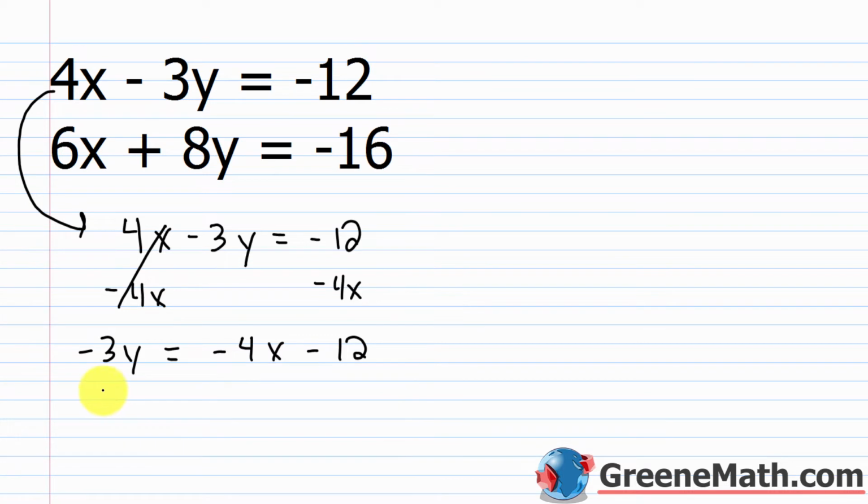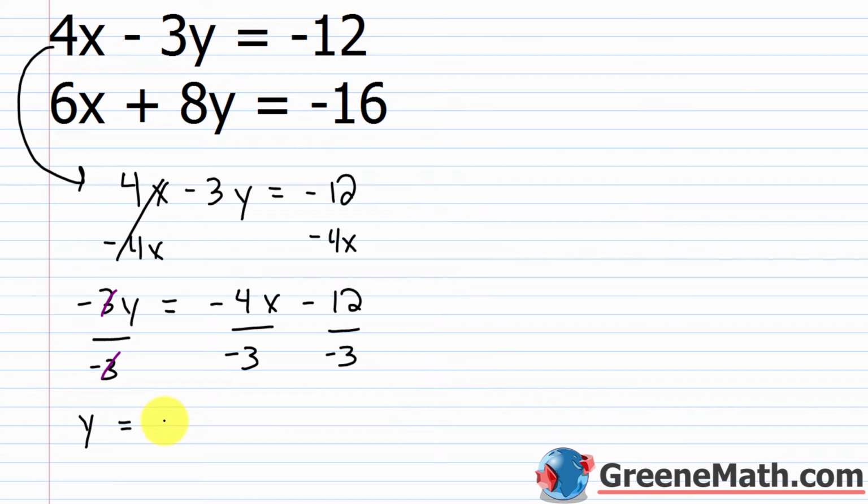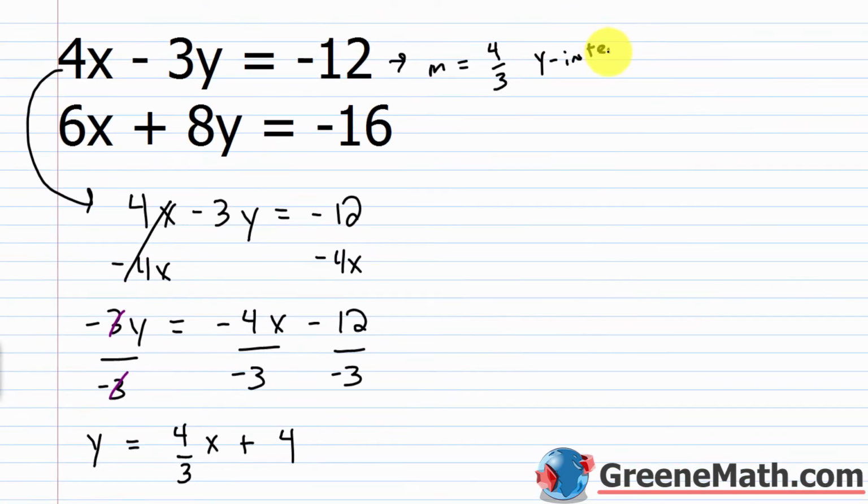All right, so the next thing I want to do is divide both sides of the equation by negative 3, the coefficient of y. So that is going to cancel with that, and I'll have y by itself. And this is equal to negative 4 over negative 3, which is just 4/3, right? The negatives would cancel, times x, and then the negatives would cancel again, so plus 12 over 3 is 4. So I know for this one that the slope, which is m, is equal to 4/3, and that the y-intercept is going to occur at 0, 4.